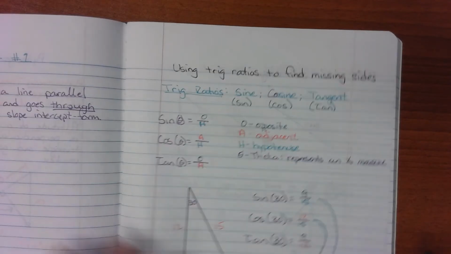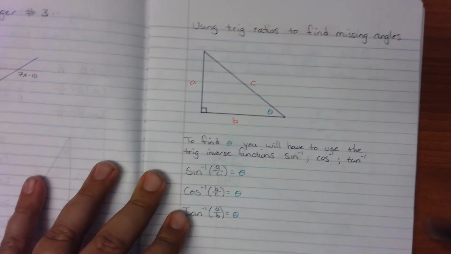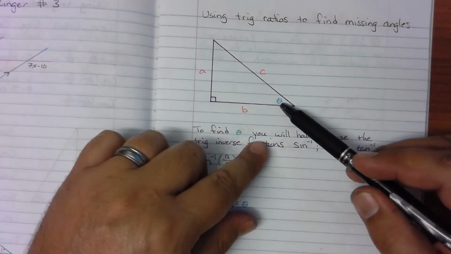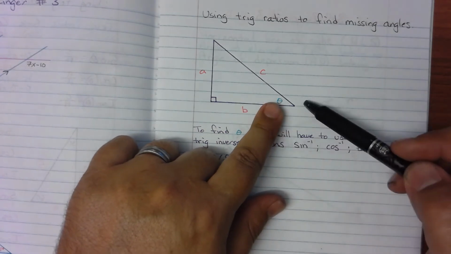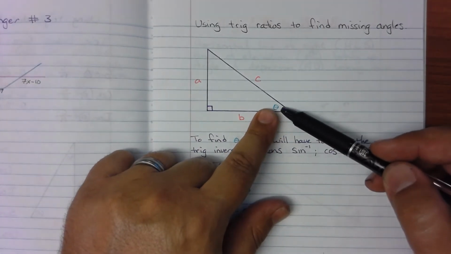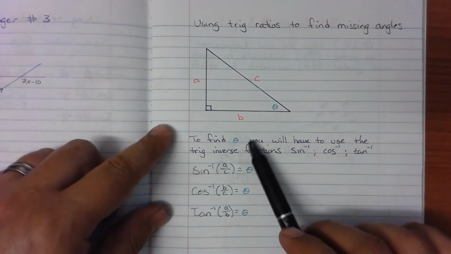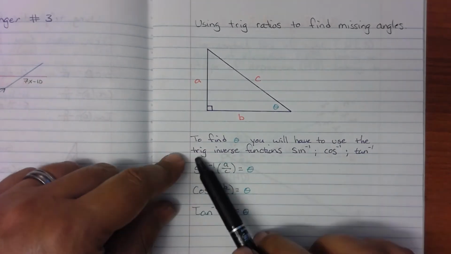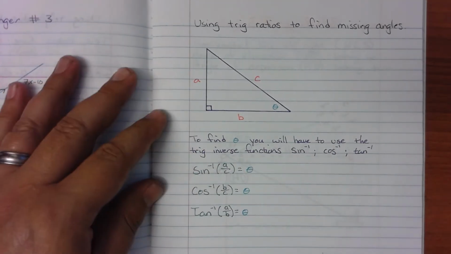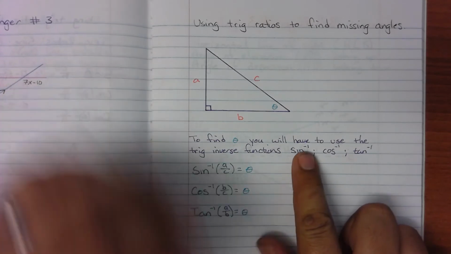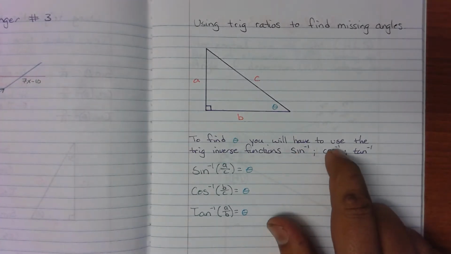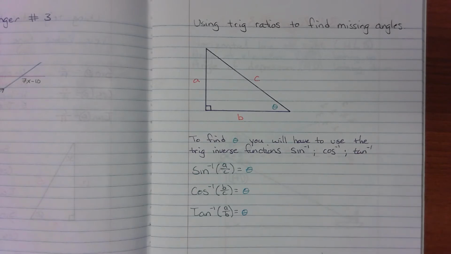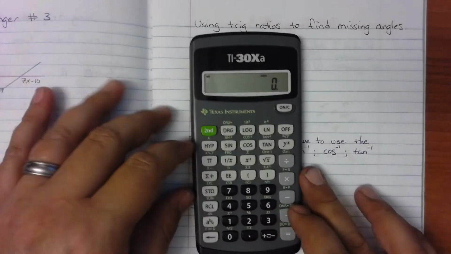The trig signs don't change. It's still sine, cosine, and tangent. This time, this is going to be my variable. I'm going to have numbers for A, B, and C. This is going to be my variable. So to find theta, you will have to use the trig inverse functions, which is sine inverse. How do you know it's an inverse? Because of the -1 in the exponent. Cosine inverse, tangent inverse. This is still on your calculator.